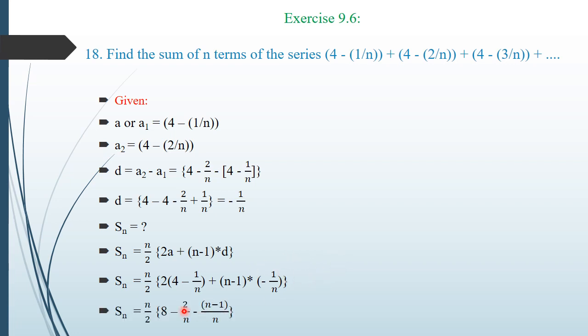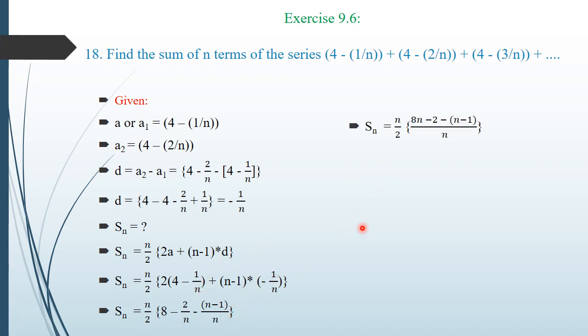Simplifying this further, n by 2 I'll keep as it is. The 2 I have multiplied inside this bracket. Therefore, 2 into 4 is 8, minus as it is, 2 into 1 is 2, and this n in the denominator as it is. Now, coming to these two terms, I'll multiply this plus sign and this minus sign, that will be minus. n minus 1 will come in the numerator and n will be in the denominator as it is.